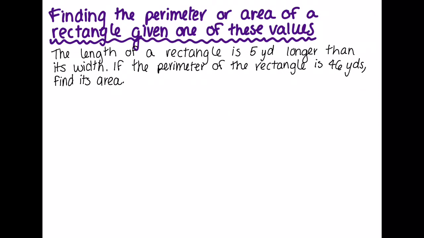So we'll do one where we start where we're given the perimeter, and we'll do one where we're given the area. So the length of a rectangle is 5 yards longer than its width. If the perimeter of the rectangle is 46 yards, find its area.